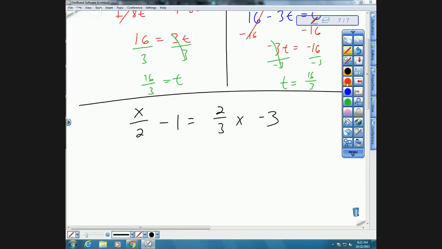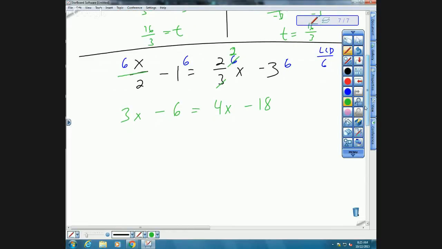All right, so here's this problem. Don't want to deal with the fraction, so what can I multiply by? 6. So if I multiply everything in here by 6, it should make the fractions go away. So here you have 6 divided by 2, it'll be 3x. Here's just 6 times 1. Here you have 6 divided by 3, which is 2, and then 2 times 2 is 4. And then 6 times negative 3 would be negative 18. Now I have a problem with no fractions, a lot easier to work.